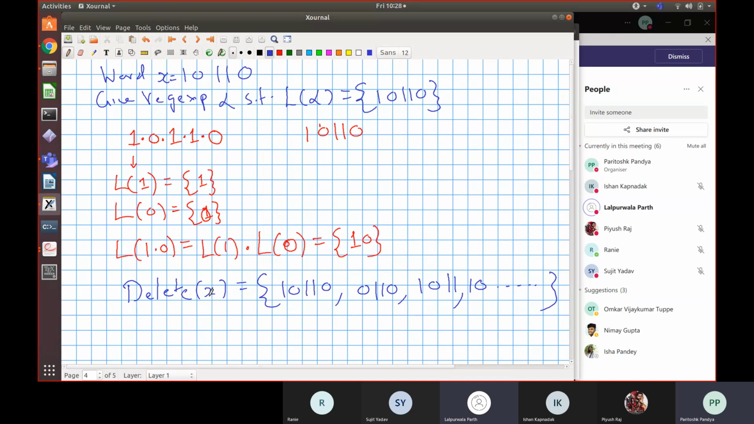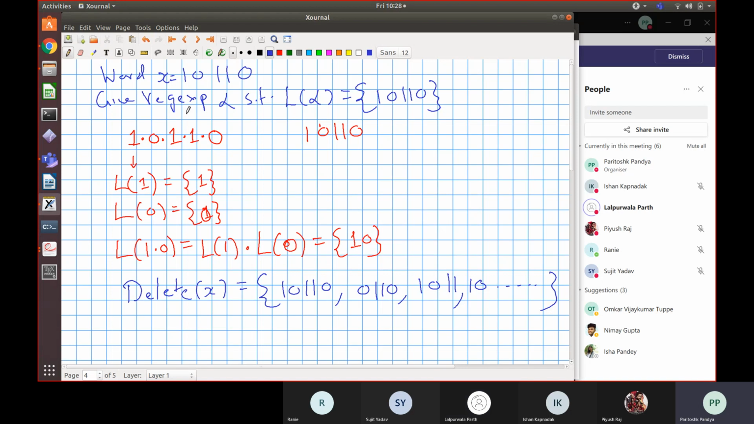Sorry. Hello. Here deleting X means we can delete 0 or more letters anywhere in the word. Yes, 0 or more. So you get different words when you delete different letters, no? Yes. So you take the whole collection, and that gives you the language delete of X.